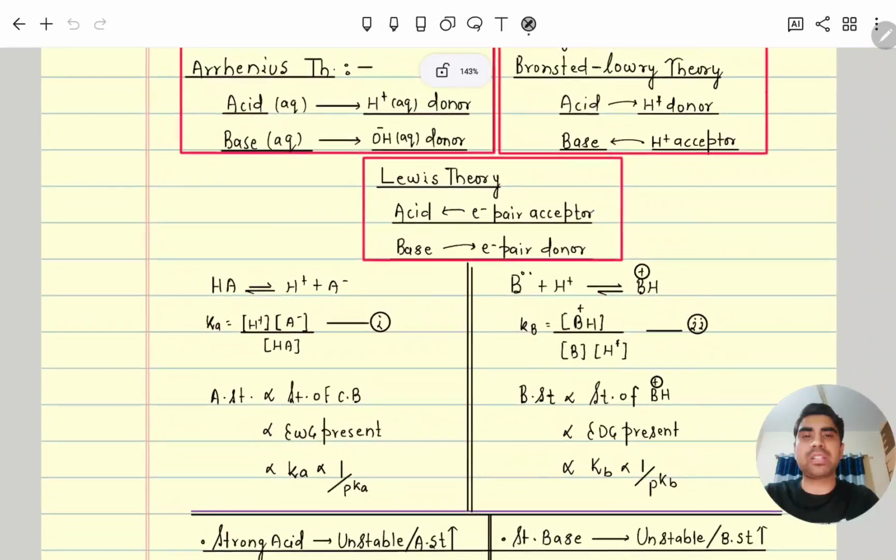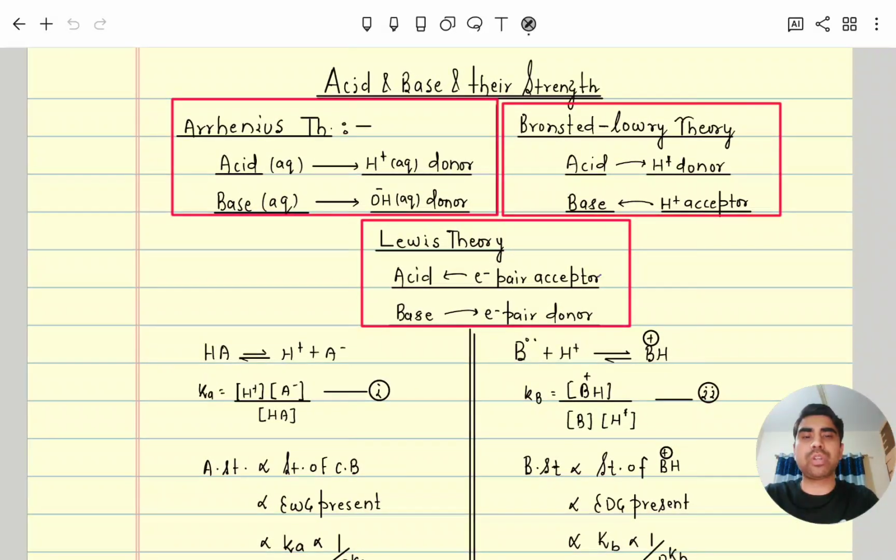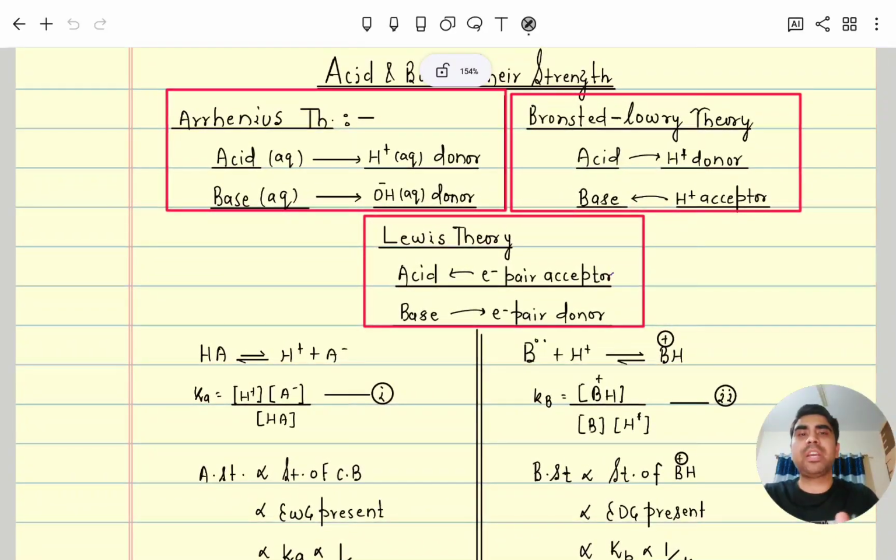So what is Arrhenius acid base theory? Those substances which are H plus donors in water are called Arrhenius acids. Those bases which give OH minus in water are called Arrhenius bases. Bronsted-Lowry acid means H plus donor, and Bronsted base means H plus acceptor. Lewis acid means electron pair acceptor, electron deficient, and Lewis base means electron pair donor.